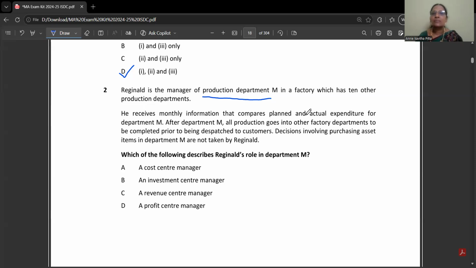So he receives monthly information that compares planned and actual expenditure for Department M. Then, all production goes into the factory. So the work is described about what happens in the production department. But then we understand that a production department is basically a cost center. So the role of this manager is that of a cost center manager. Okay.